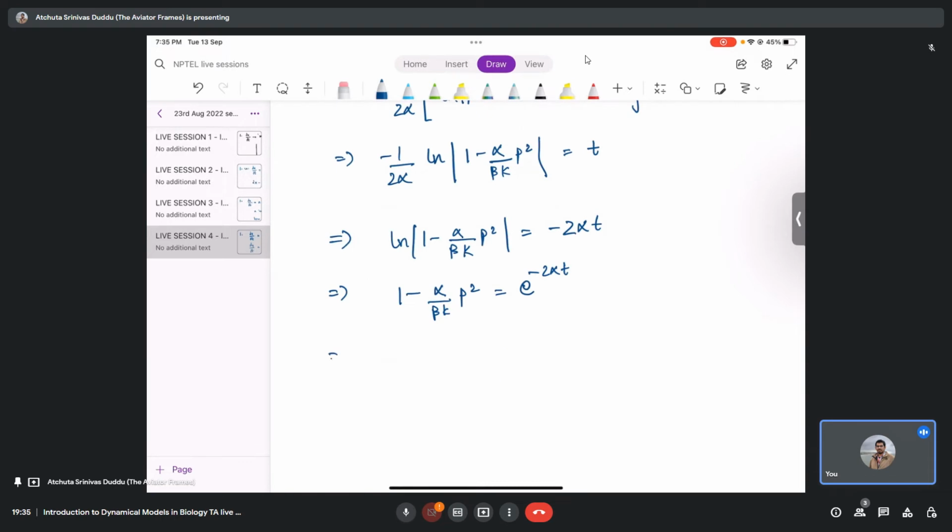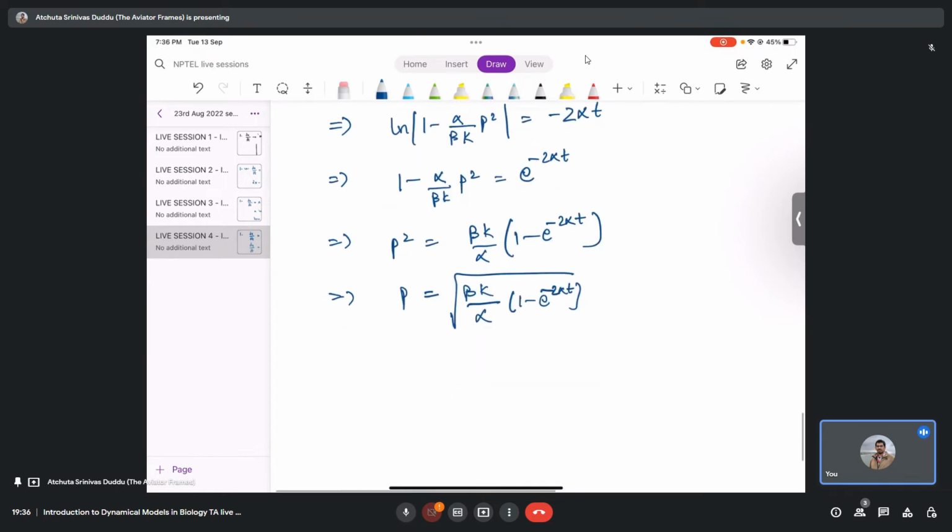Which implies we have P squared equal to beta k by alpha times (1 minus e to the power minus 2 alpha t), so P would be given by the square root of beta k by alpha times (1 minus e to the power minus 2 alpha t). That is how we get the change of P with respect to time. That's what they asked: express P as a function of time.